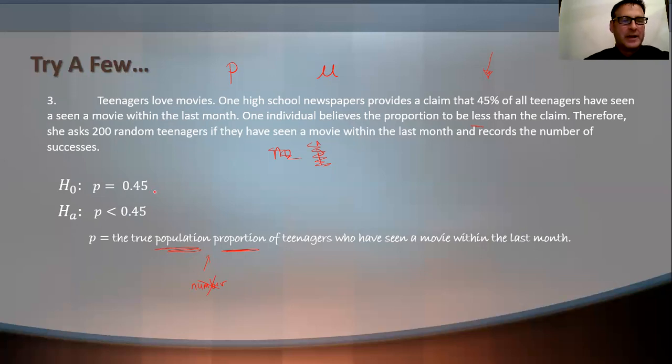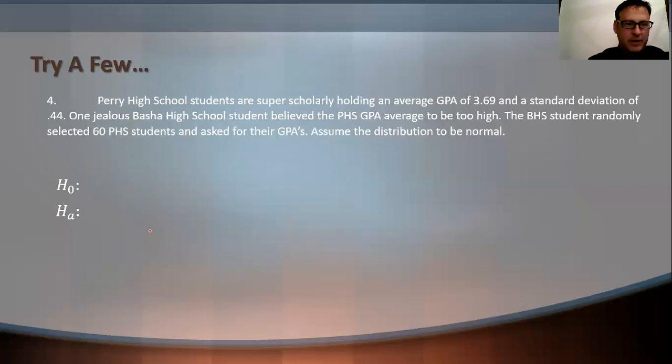Again, notice these are the same numbers here, 0.45s. These are also the same too, population parameter P's. Always an equal sign on top, inequality on the bottom. All right, one more. Give it a try.